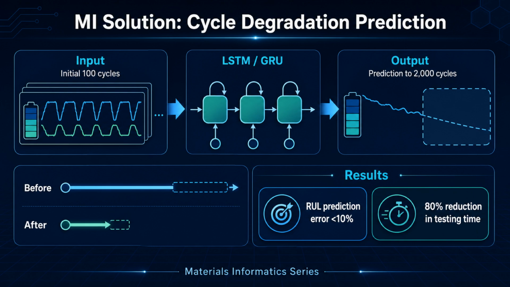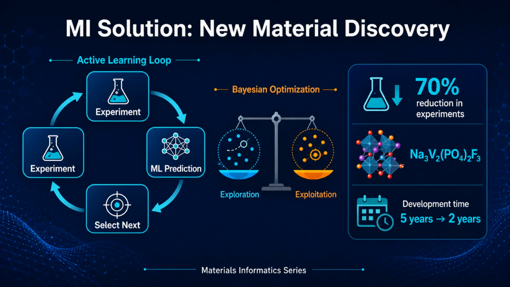Instead of running 6-month cycle tests, LSTM and GRU neural networks can predict long-term degradation from just the first 100 cycles. Remaining useful life prediction achieves high accuracy. This reduces testing time dramatically and enables early detection of defective cells. A joint team from MIT, Stanford, and the Toyota Research Institute demonstrated this approach in a landmark paper published in Nature Energy in 2019.